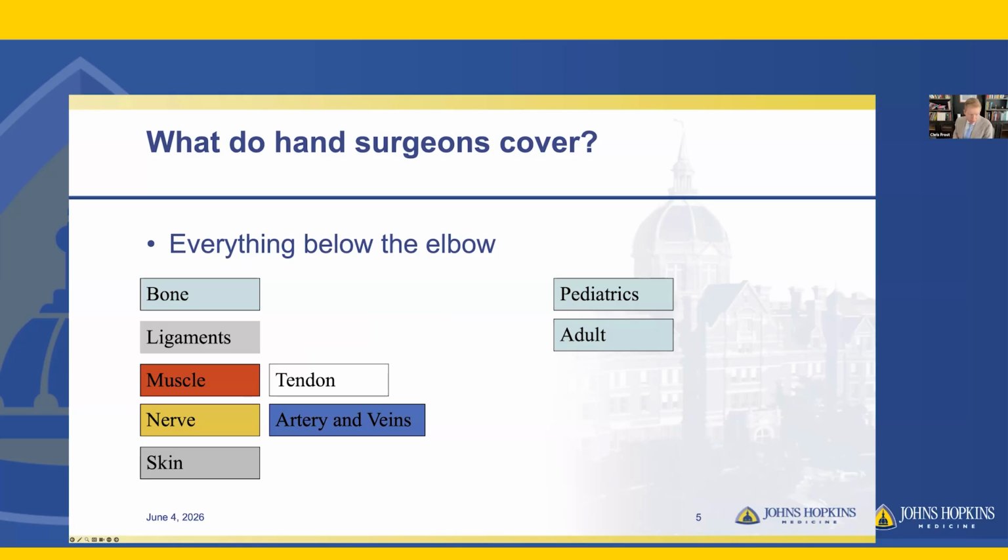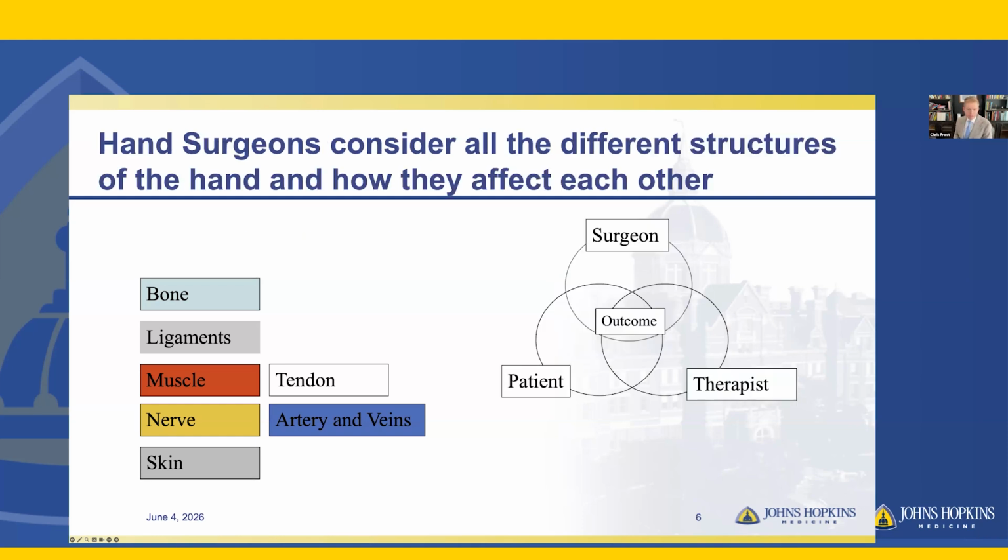And wondered, this is around World War II, should we have an orthopedic surgeon and a plastic surgeon and a vascular surgeon and a neurosurgeon all working in the same space? Or may it be better to have one surgeon that takes care of a lot of these problems and thinks about things holistically? And so that's what a hand surgeon does. I myself cover really everything below the elbow and in both the pediatric and adult population.